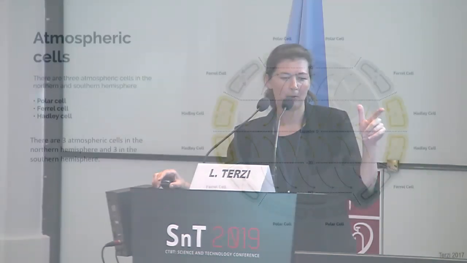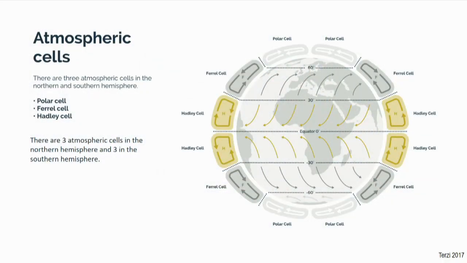In a very simplified model, we have 3 cells in both hemispheres: the Hadley, the Ferrel, and the polar cell. And the area that we are most interested in, as said before, is this one. This is the convergence zone between the Hadley and Ferrel cells. That's where we have this downward influx of air. While at the intertropical convergence zone along the equator, we have an uprising flux of air, so there it's much more difficult to detect any cosmogenic radionuclides.